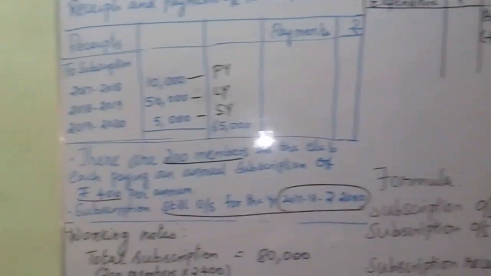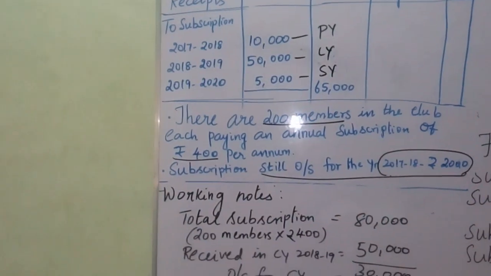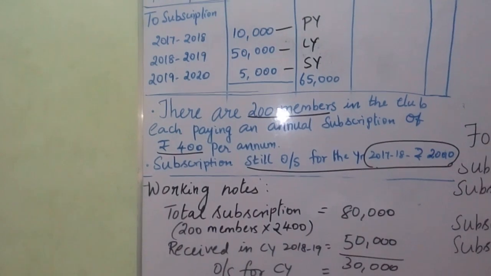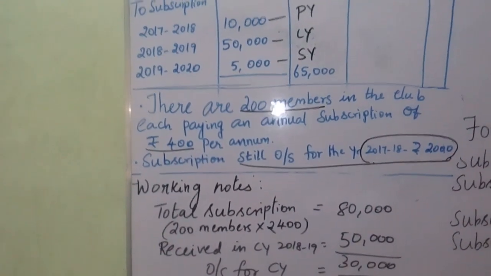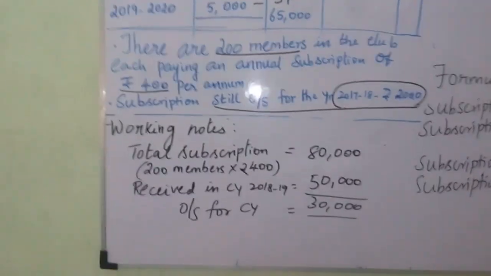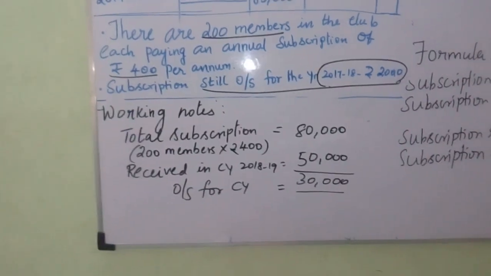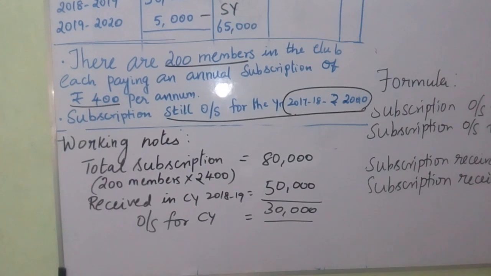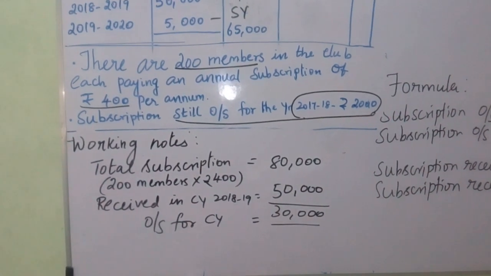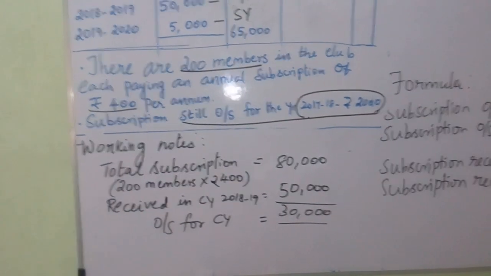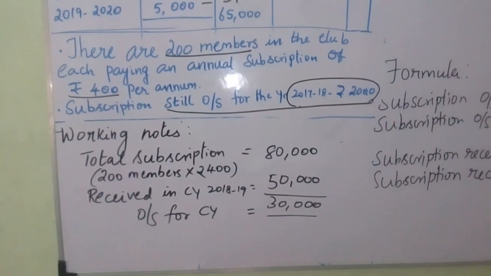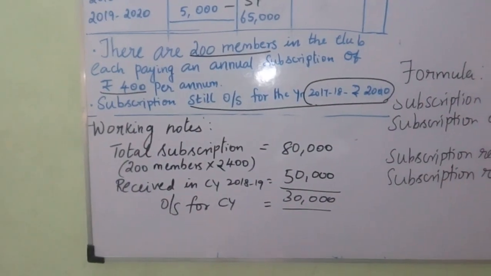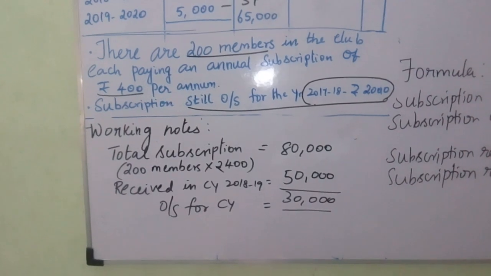See here, the current year subscription is 50,000. Now we have to find out the outstanding subscription. See, the first step is the working notes. How will you find out the outstanding for the current year? They have given you 200 members in the club, each paying an annual subscription of rupees 400 per annum. It means there are 200 members in that club and each of them is paying 400 rupees per annum.